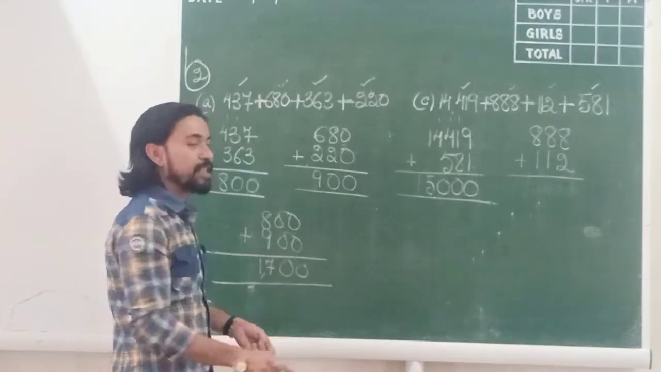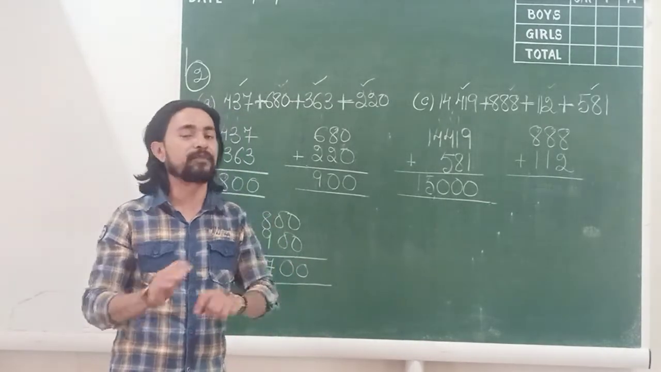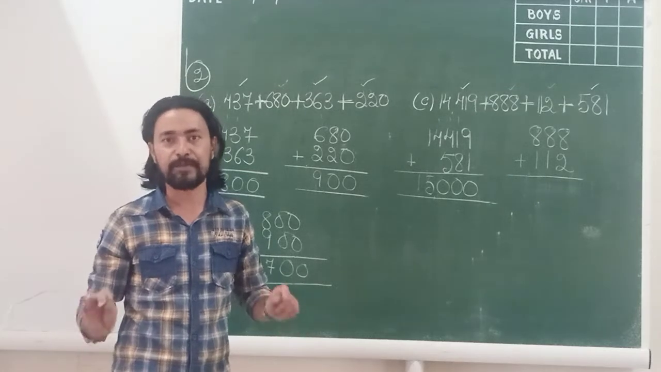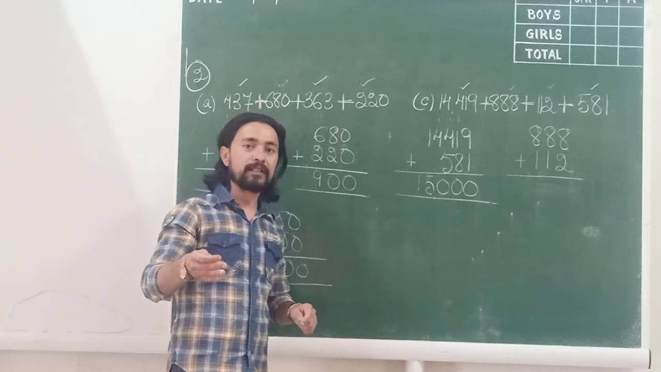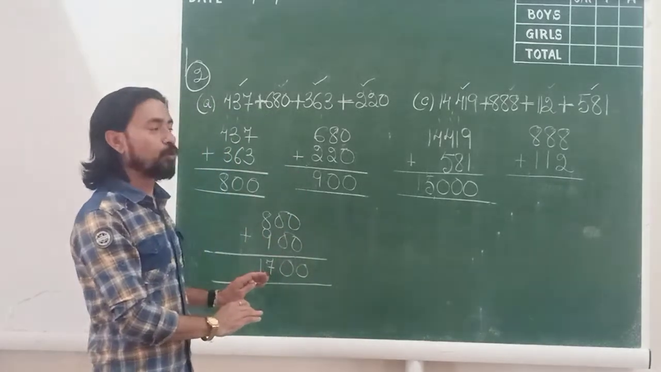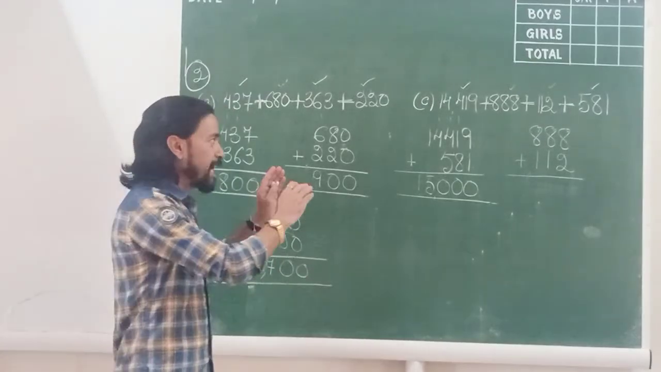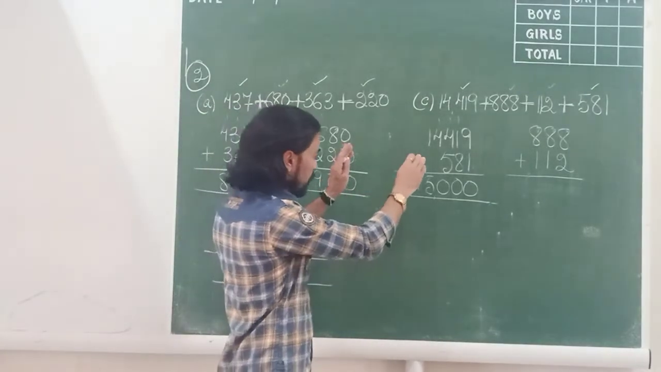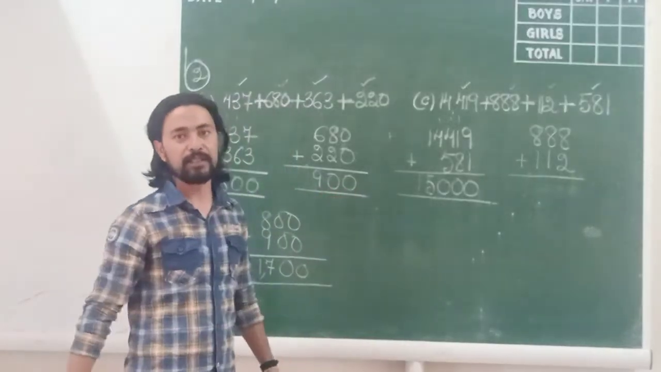Now these rearrangements again have a name. They belong to a property, but we are not going into the details of those names and those properties. That will be taught to you in the higher classes. But right now what you need to know is how to rearrange your numbers so that they add up in a simpler way and a faster way.